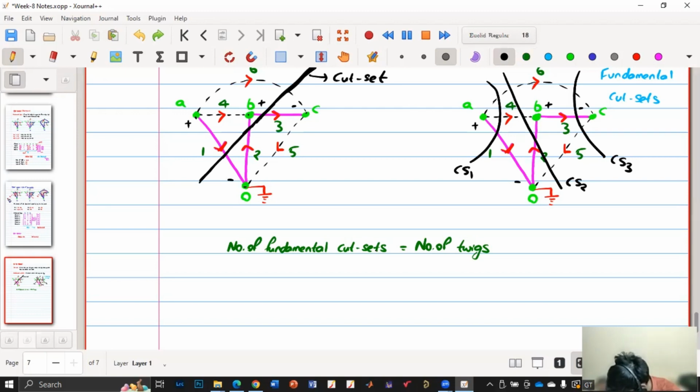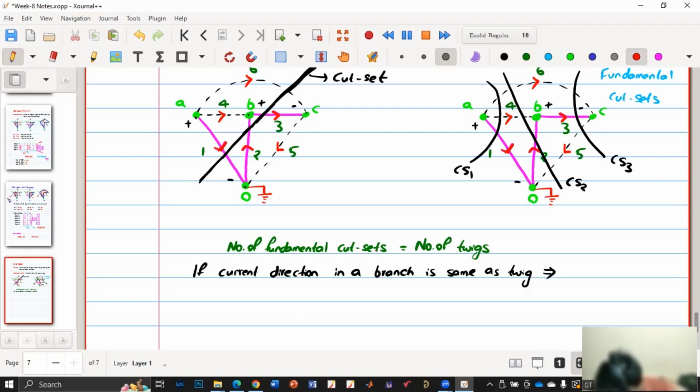So if the current direction in a branch is the same as the twig, that implies it is positive, else it is negative. We'll understand by considering the case here.